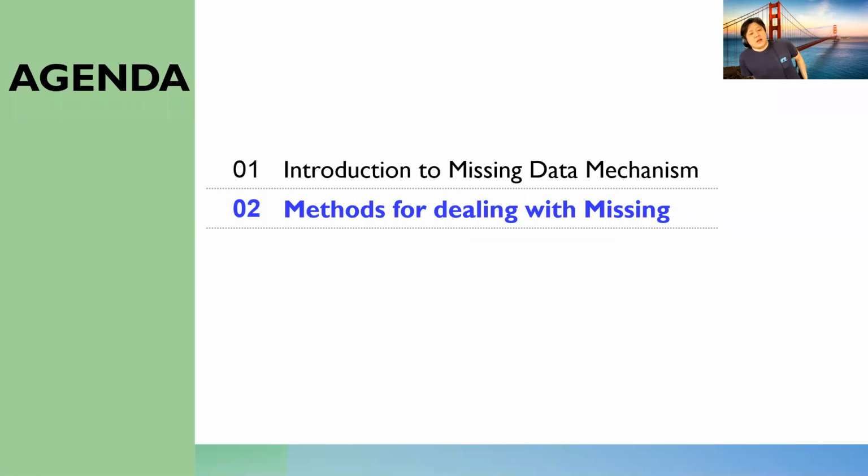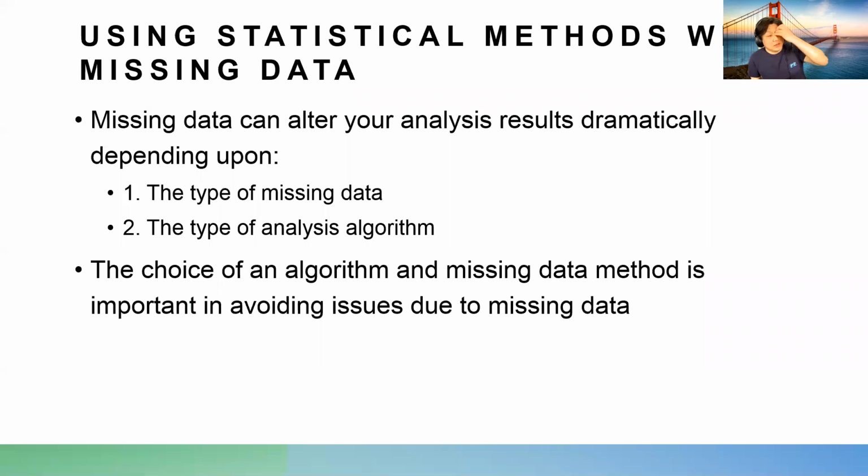Okay. All right. The second topic: some methods for dealing with missing data. Missing data can alter your analysis results dramatically, depending on your type of missing data and the type of analysis algorithm. Let's say you collected the data for your dissertation and you found 20% are missing, or unfortunately, 30% are missing. And then you want to get some significant validity evidence between two variables, and you just run correlation analysis.